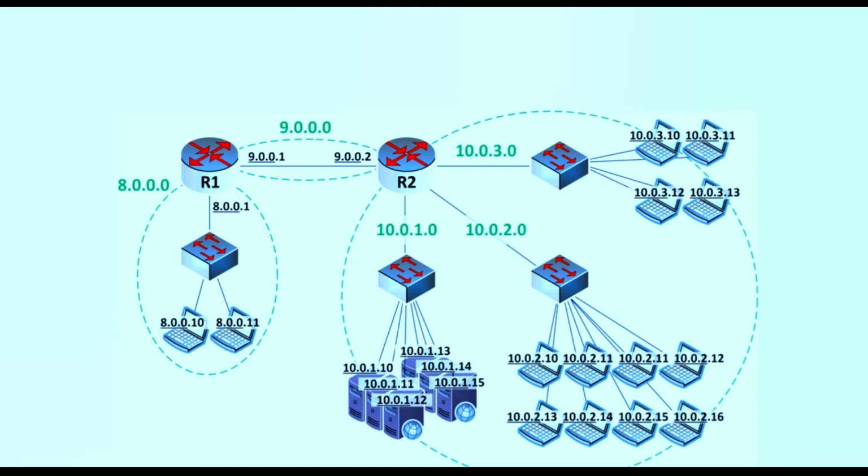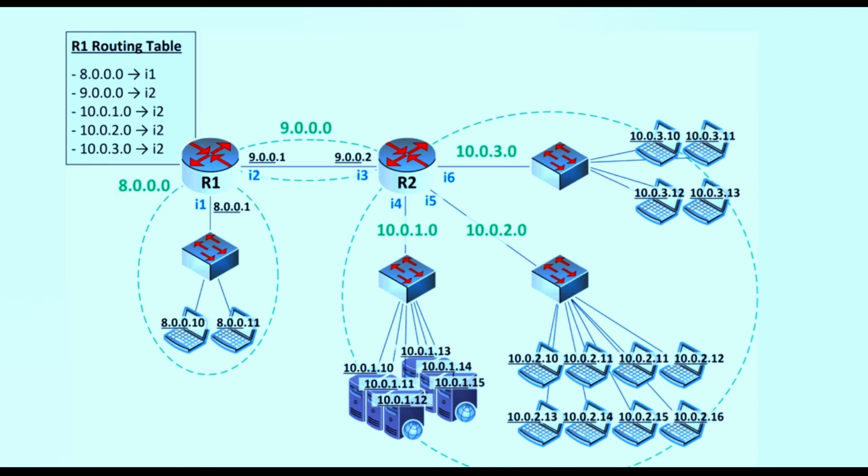We're also going to have to name the interfaces on our routers. So they're going to be interface 1 and interface 2 on router 1, interface 3, 4, 5, and 6 on router 2. And then we're going to look at what the routing table in router 1 looks like. A routing table lists the different networks that this router can reach. So router 1 can get to all these networks by simply sending packets to different interfaces.